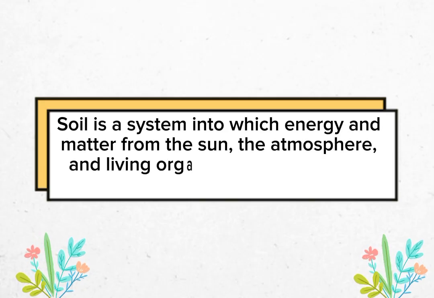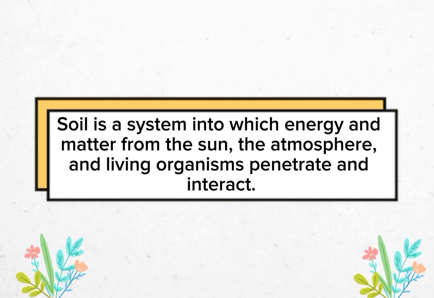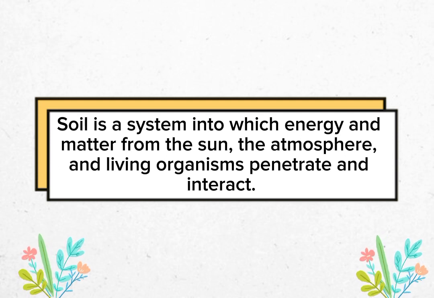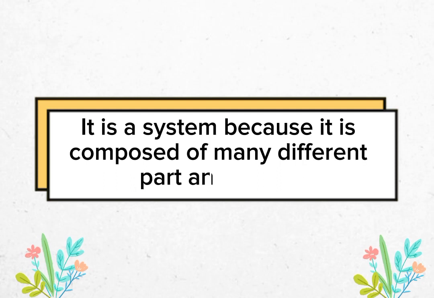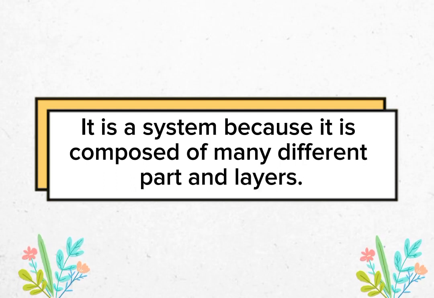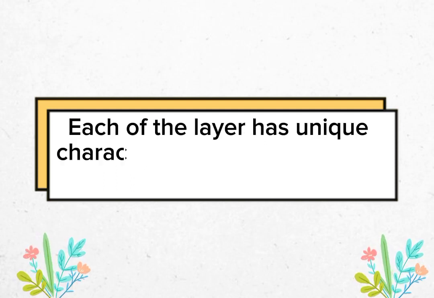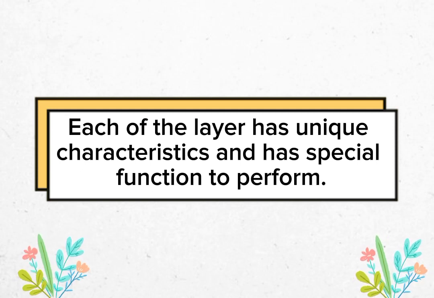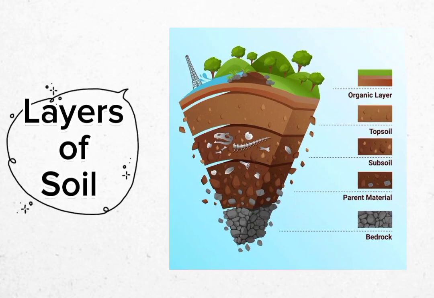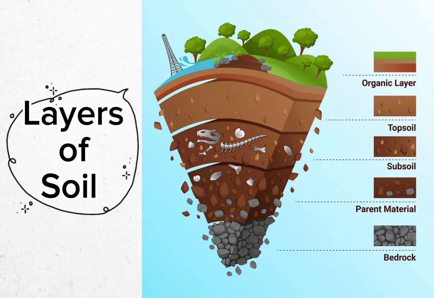Soil is a system into which energy and matter from the sun, the atmosphere, and living organisms penetrate and interact. It is a system because it is composed of many different parts and layers. Each of the layers has unique characteristics and has a special function to perform. The main layers of the soil are organic, topsoil, subsoil, parent rock, and bedrock.